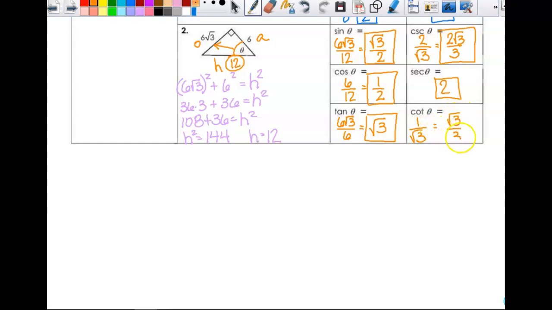Square root of 3 over 3. That happens every single time. The reciprocal of the square root of 5 is the square root of 5 over 5. The reciprocal of the square root of a monkey is the square root of a monkey over a monkey. Doesn't matter what it is, okay? We good? Questions? All right.